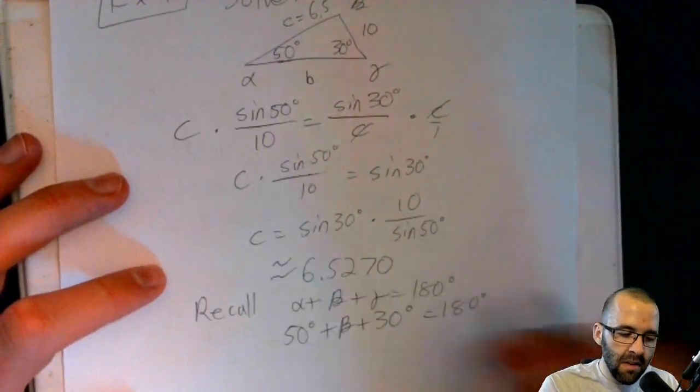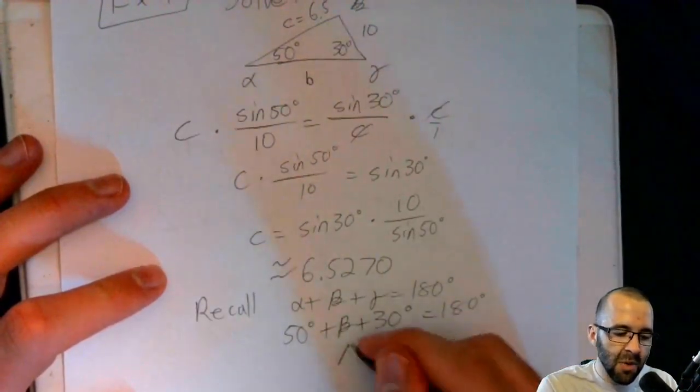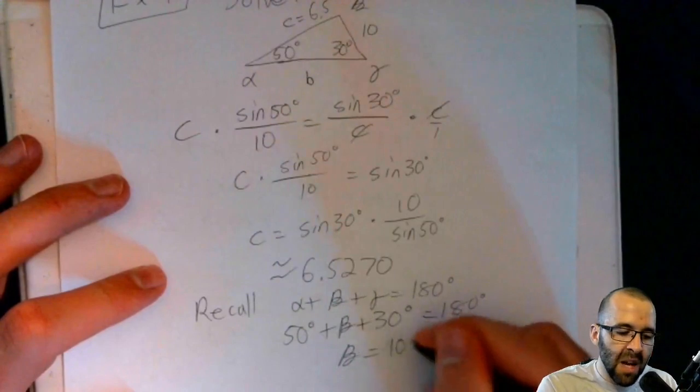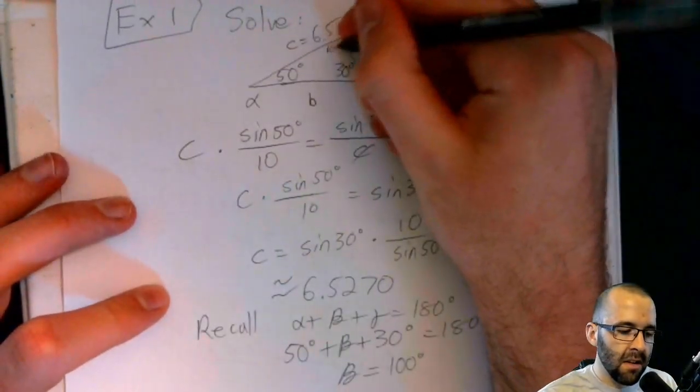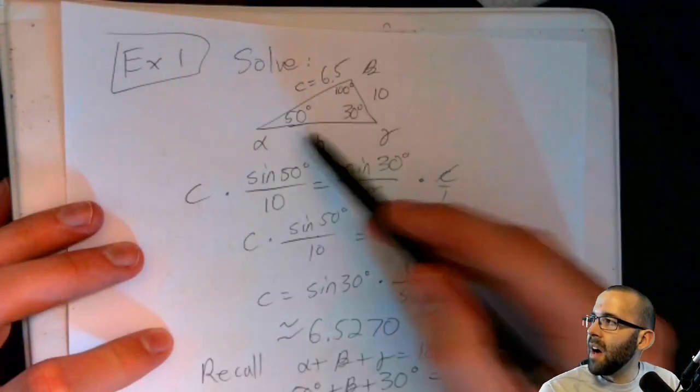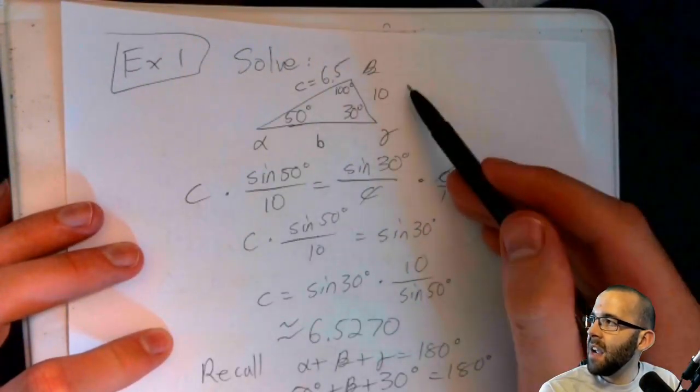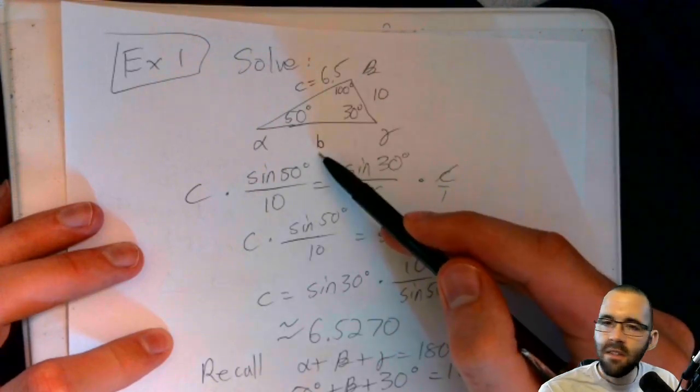So we just subtract 80 degrees from both sides. We're going to get that beta is 100 degrees. Great. So now we know beta. We know alpha, beta, gamma. We know A, and we know C. All that's left is to find out what B is.